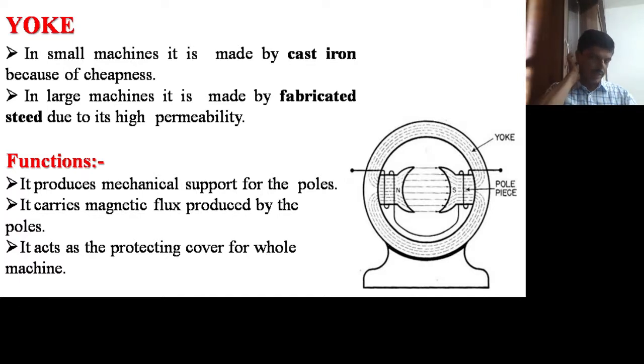Once the magnetic field coil is excited, it creates a flux. That flux exists in the magnetic path created by the yoke. So these are the main functions of the yoke.